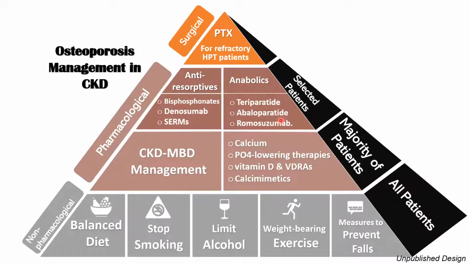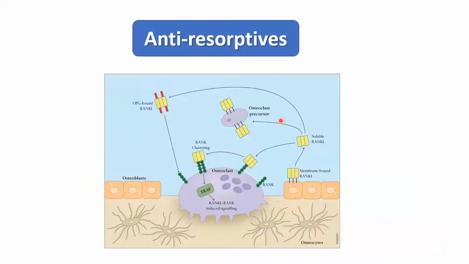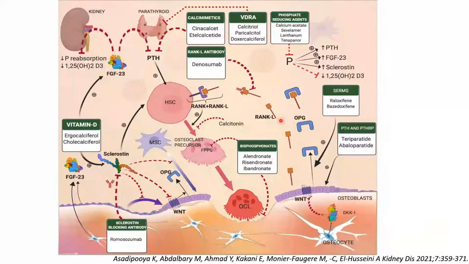Parathyroidectomy could be used in refractory cases of hyperparathyroid bone disease. If we want to talk about antiresorptives, I know this figure is a bit complex, but we will talk only about the most common drugs. So here is the osteocyte. You can consider this as the bone. Here is the osteoblast, and here is one of the osteoclasts.